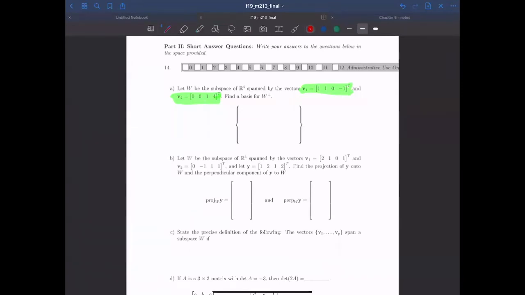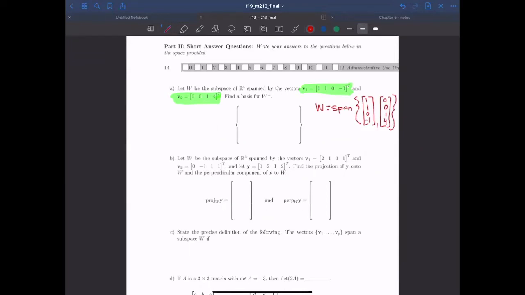So the trick is really our subspace W. I'm just going to write it out like this. Subspace W is equal to the span of these two vectors. They wrote them as row vectors with a transpose there. That's just because they were trying to save space. I'm going to write them as column vectors. So W is equal to the span of these two vectors.